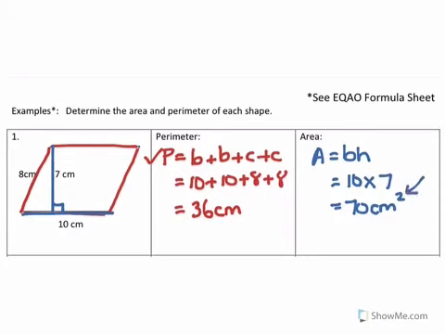So area is always 2 dimensions. You got to add that little squared. And that's it. That's the perimeter and the area of this parallelogram.